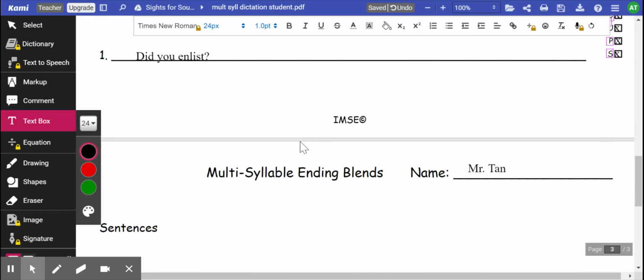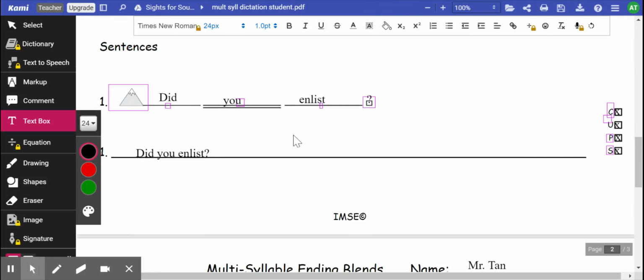Okay, so that wraps up this lesson. You're going to see another word blend worksheet, and then we're going to move on to 3-syllable words. That's going to be fun. Okay, Mr. Tan out.